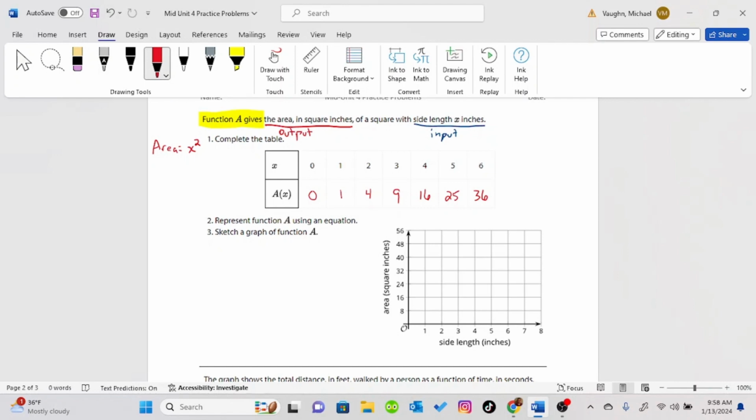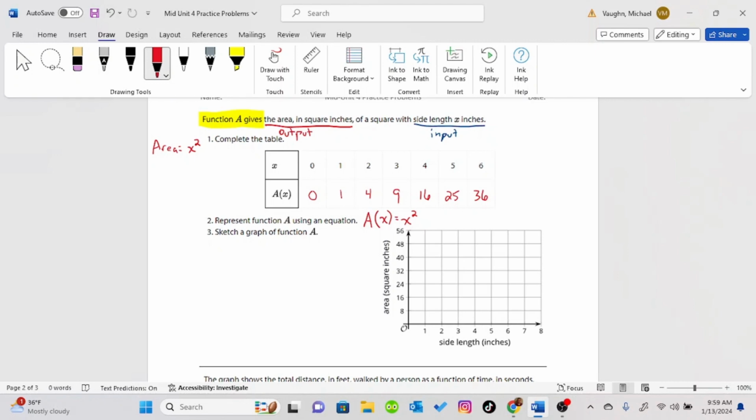Now they want us to represent function A using an equation. So when we write function notation, we have the function name, capital A. We have our input in parentheses, which is x. And we have the rule that we followed, which was x squared. And that would be the equation.